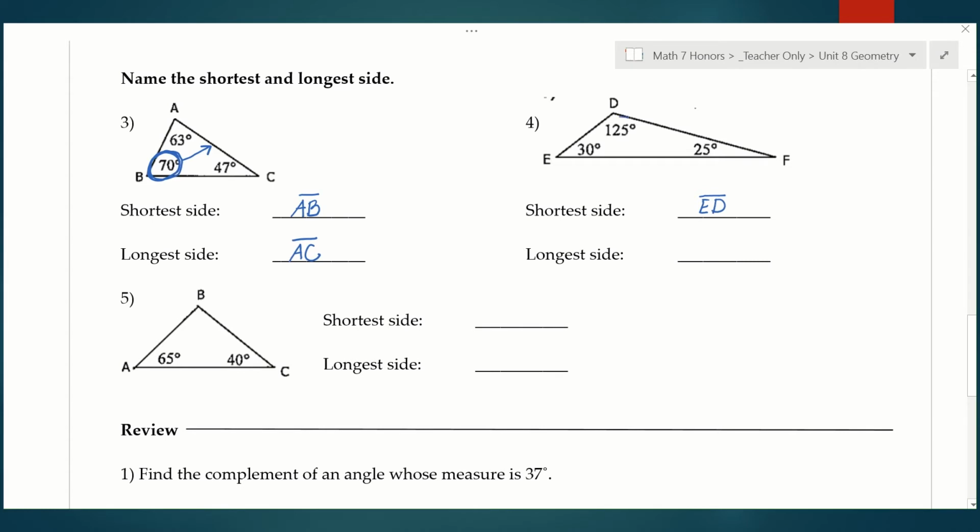For the longest side, this is going to seem obvious, but I'm going to prove to you why. So 125 degrees is our largest angle, and so the longest side is across from it, which would be EF.